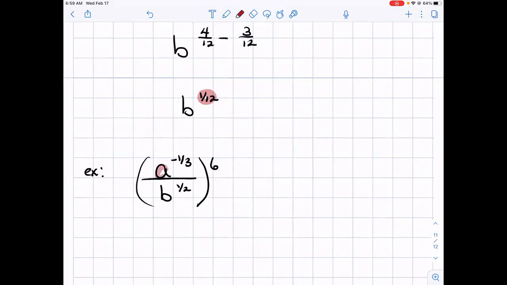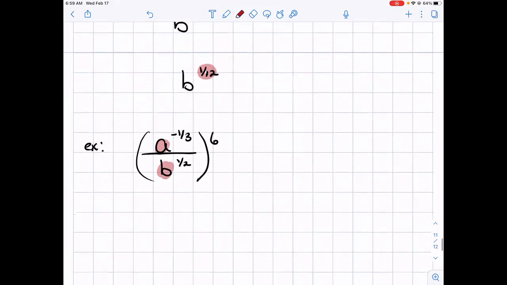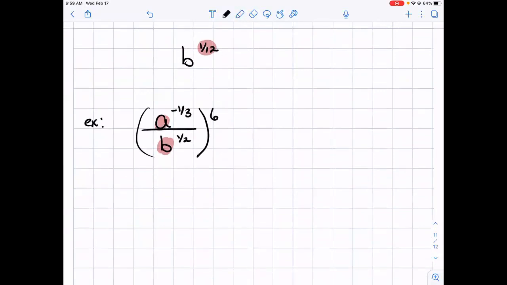So notice that the bases here are different. So there's nothing you can do inside the parentheses. Okay? There is nothing to do inside of the parentheses. Additionally, if you want, you can write this as a to the minus 1/3 power raised to the 6th and b to the 1/2 raised to the 6th, either one of them, okay? These two things are the same.